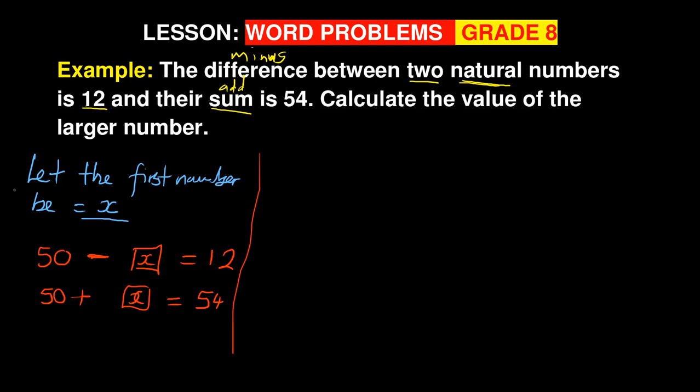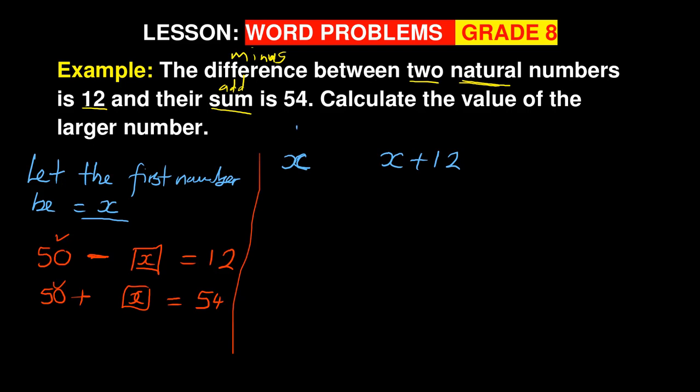Now let us start with the first one. Remember, I was just using 50 as an example, but now how do you go about approaching this? It says the difference between two natural numbers. So if I have got one number which is x, as we said, let that number be x, and it says the difference between the two numbers, the other number will have to be x plus 12.